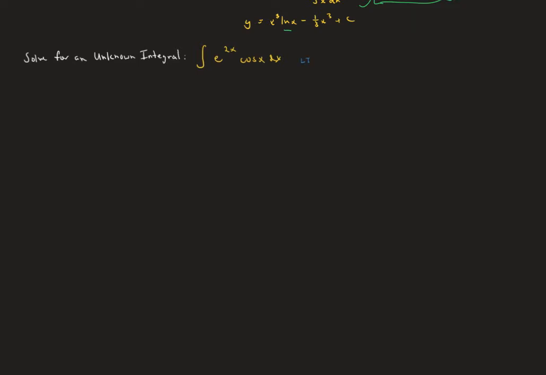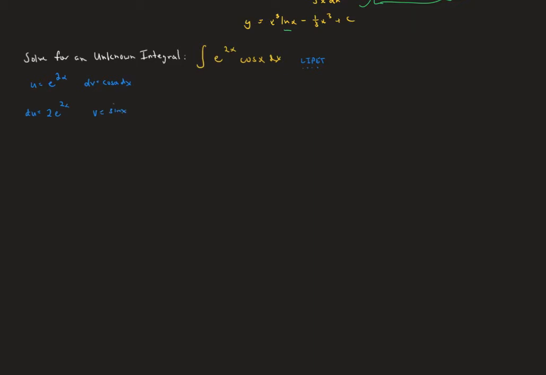If we use that as our guide, we don't have a logarithm, we don't have an inverse trig function, we don't even have a polynomial. First thing we encounter is our exponential, so let's just go with that. We're going to say u is going to be our exponential e to the 2x. That means our dv is going to be cosine of x dx. So we're going to get du is going to be 2e to the 2x, and v, the integral of cosine, is going to be sine x.